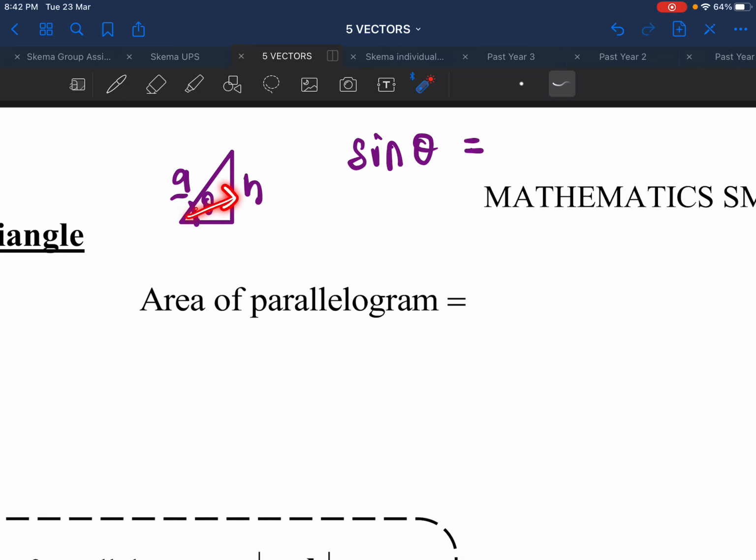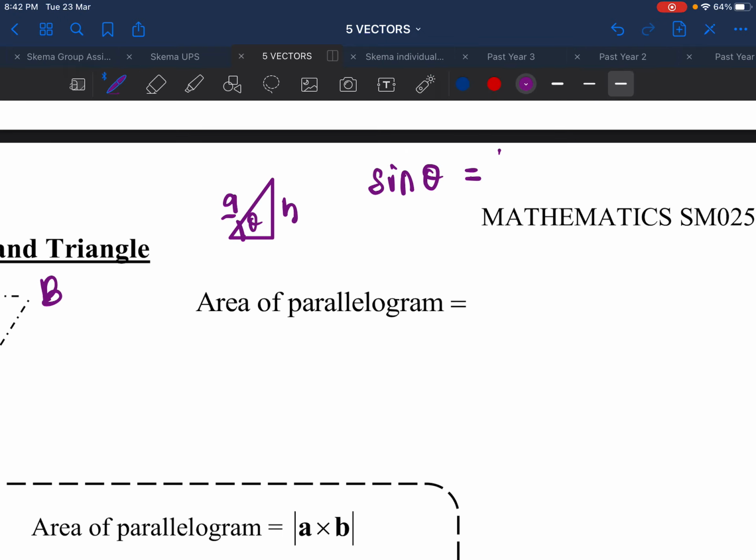Opposite over hypotenuse, betul tak? Sin theta ialah opposite over hypotenuse. Opposite kita adalah H, tak ada masalah. Opposite kita ialah H. Okay. Hypotenuse kita ialah vektor A.